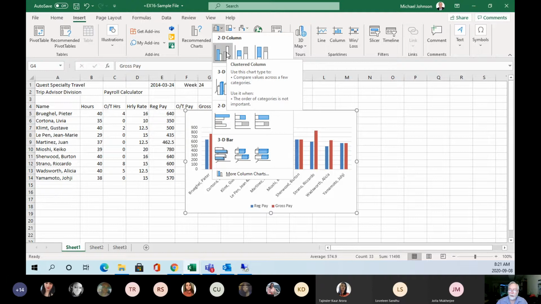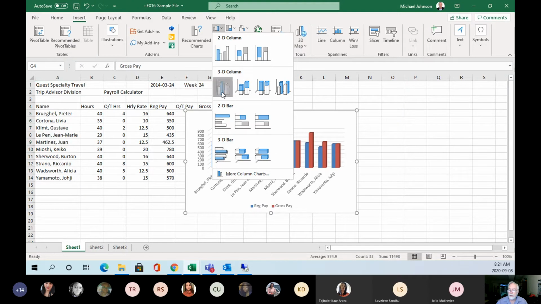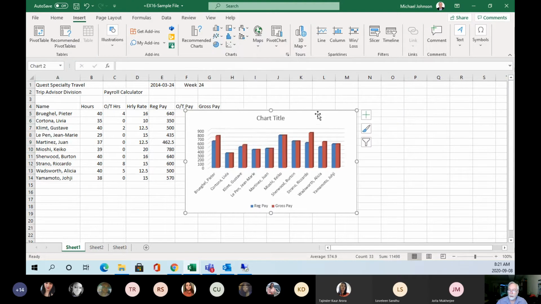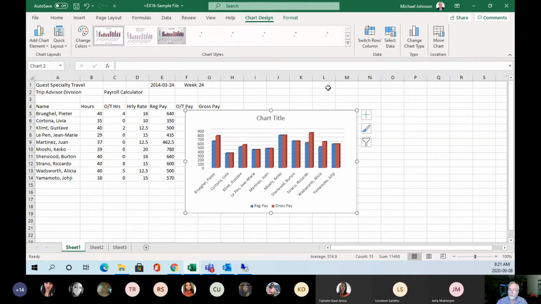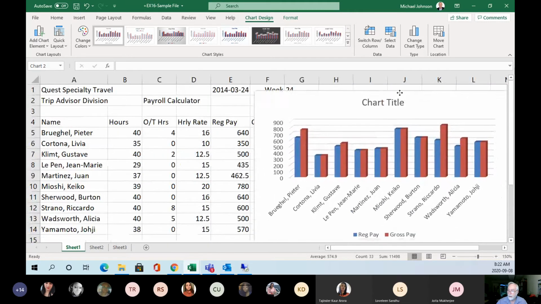Okay, so it is showing me both columns. Once again, I've only chosen these 2 columns, and I can then choose, let's choose this one here. There you go. So now I have the 2 columns, and I can see the difference between regular pay and gross pay. So gross pay, as it points down here in the legend, let me just zoom up a little bit there. The gross pay is the reddish color.